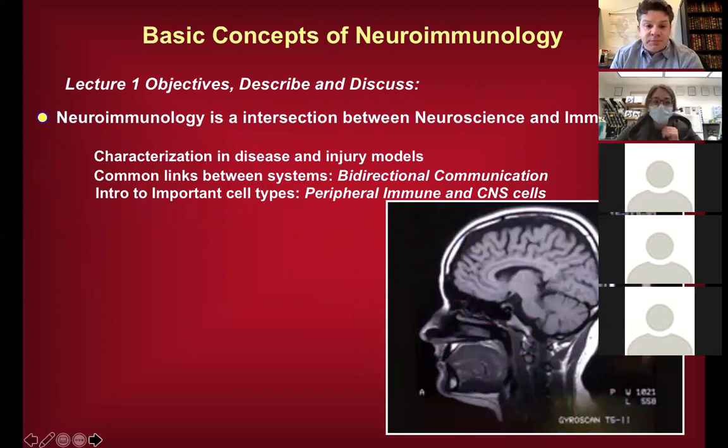Okay, so let's go through some of the basic concepts. I think all of you know, and I've said this, that neuroimmunology is an intersection between neuroscience and immunology. A lot of it comes from characterization within disease or injury models. And I think there are some really key common links in the systems, meaning that the cells in one system can talk to the cells of the other. I gave you an example of that, and we will, in detail, talk about some of the main players of both the CNS and the peripheral immune system that are involved in this communication.